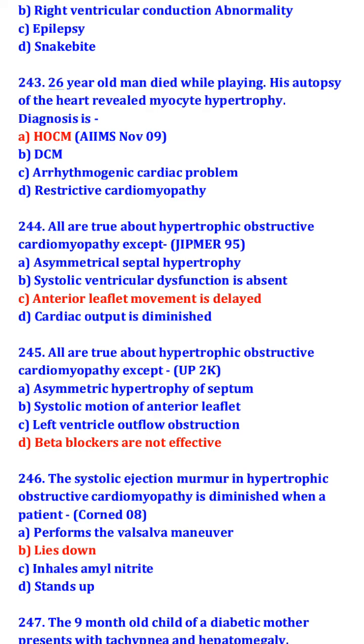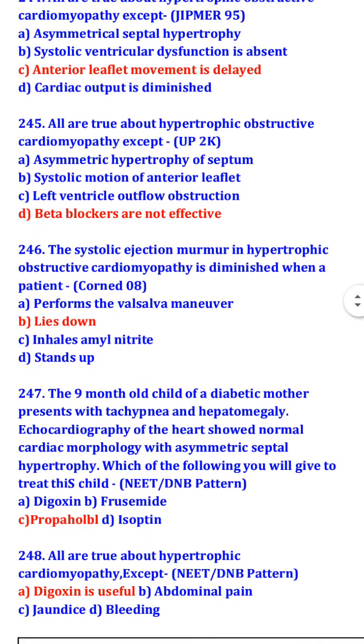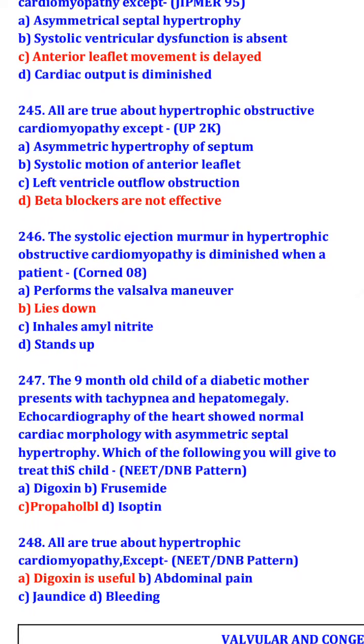So what is true about HOCM? Asymmetrical septal hypertrophy, systolic ventricular dysfunction is absent, and cardiac output is diminished. All are true about HOCM except beta blockers are not effective. So what is true? Asymmetric hypertrophy of septum, systolic motion of anterior leaflet, and left ventricular outflow obstruction. The systolic ejection murmur in hypertrophic obstructive cardiomyopathy is diminished when a patient lies down.